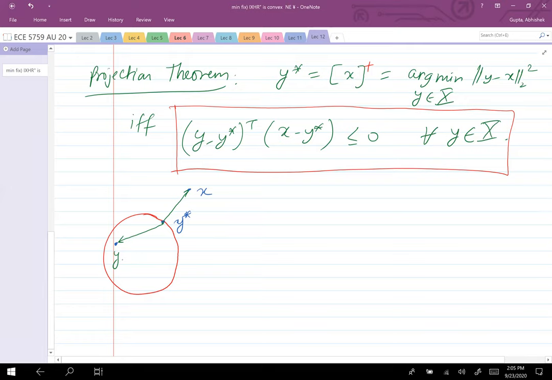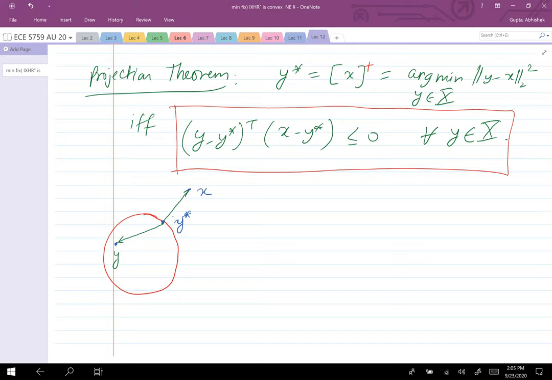Okay, so I pick some vector y in the convex set capital X. So y minus y star is this vector. So it starts from y star and goes all the way to y with the arrow in this direction. And then you have the second vector, which is x minus y star, which starts at y star and goes all the way to x with the arrow in the direction of x. So would the inner product be positive or would the inner product be negative?